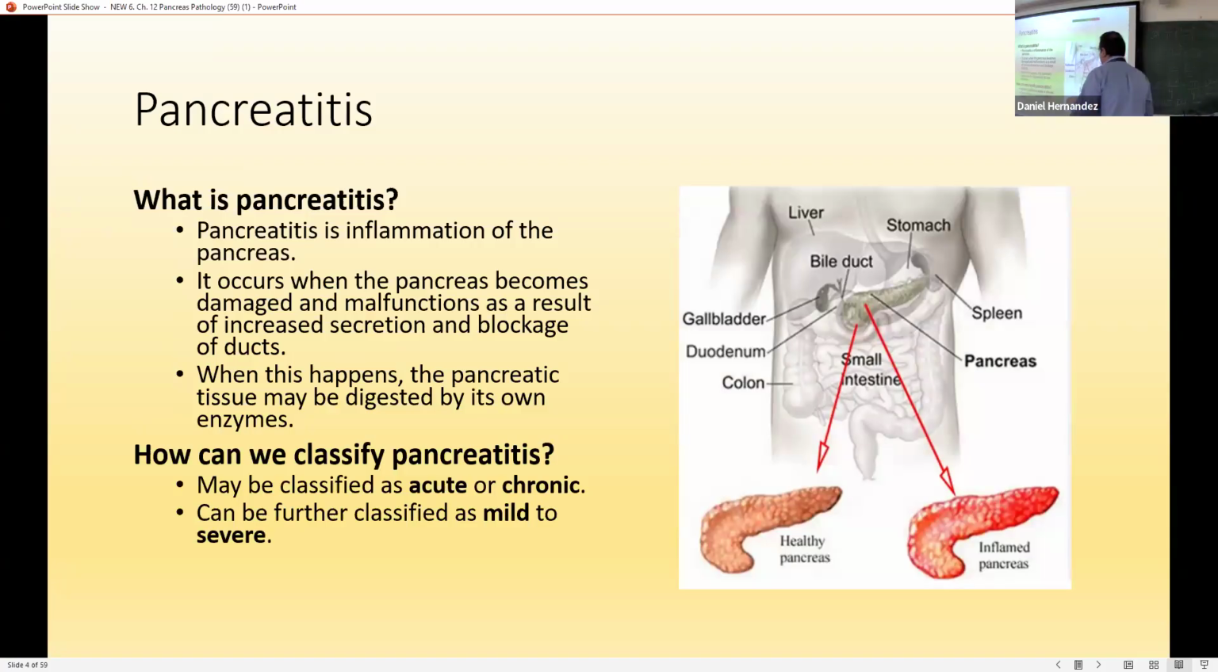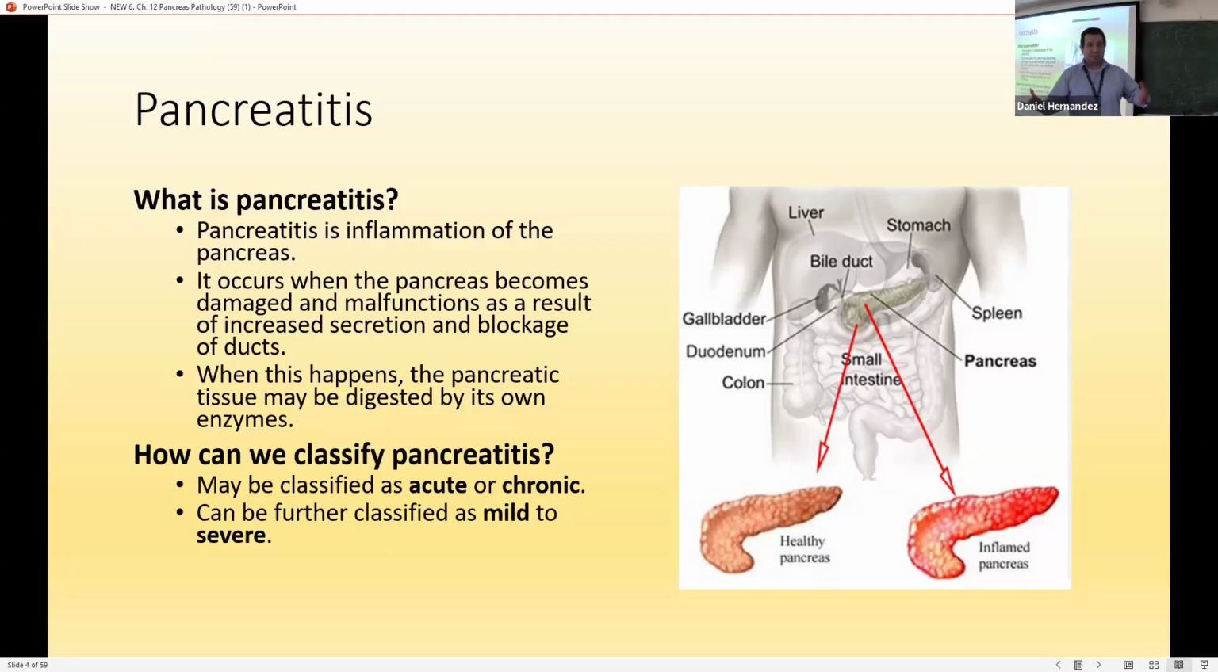Again, just going back to your normal endings, itis, anytime you see itis, it's inflammation. Regardless of whatever it is you're imaging, when you see that ending itis, you're talking about inflammation. So pancreatitis, inflammation of the pancreas. It occurs when the pancreas becomes damaged and malfunctions. As a result of this, we have increased secretion and blockage of the ducts. When this happens, the pancreatic tissue may actually be digested by its own enzymes.